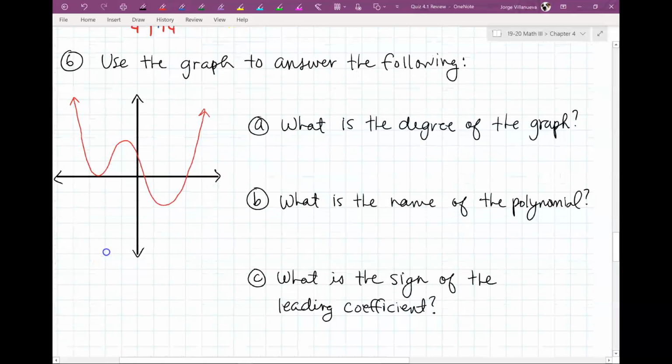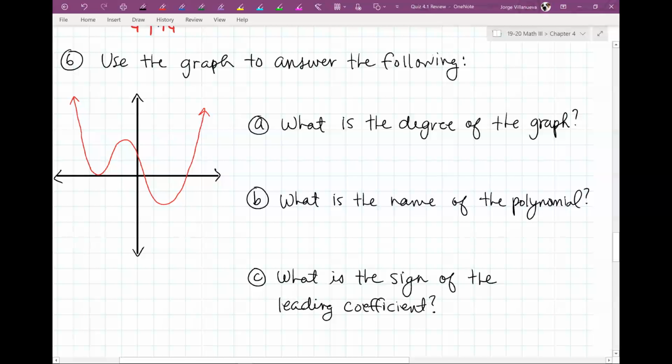So question number 6. Use the graph that I gave you and tell me what is the degree of the graph. I mean, you should know that it's an even power, right? Because notice how it goes up, up. So that's kind of a hint. But to figure out the degree, remember we would figure out the number of direction changes, okay? And then just add 1.